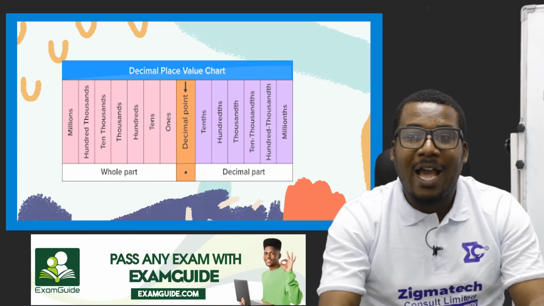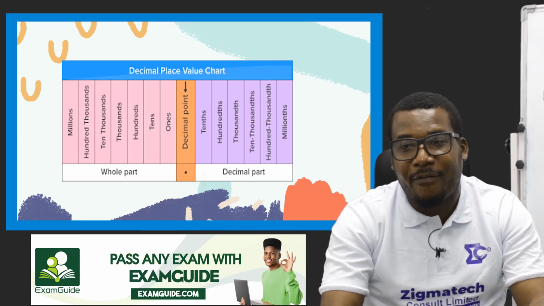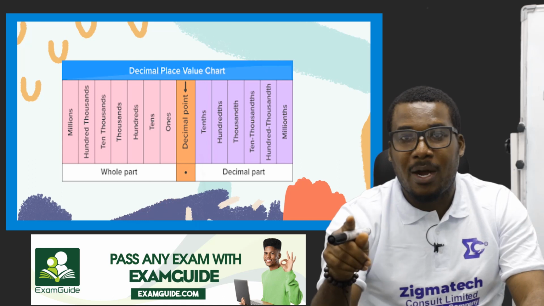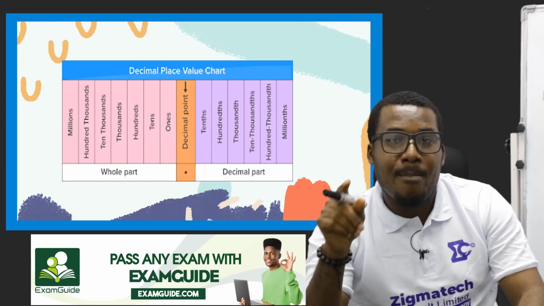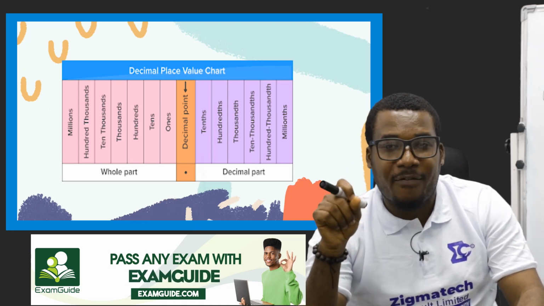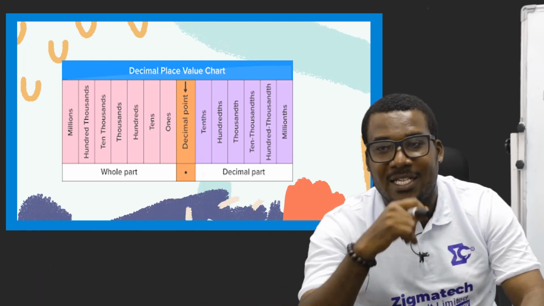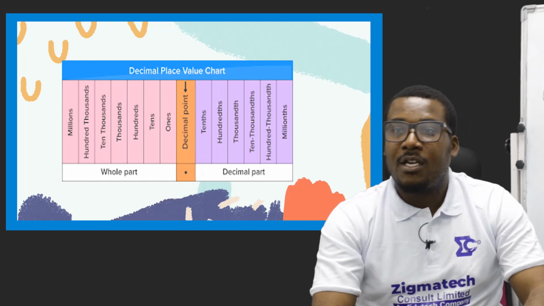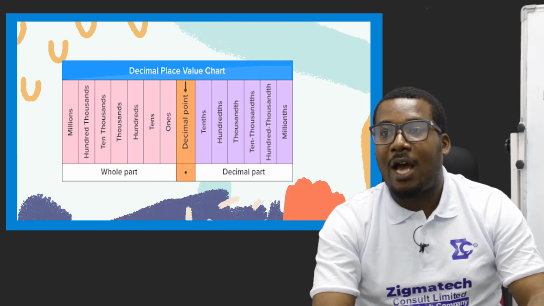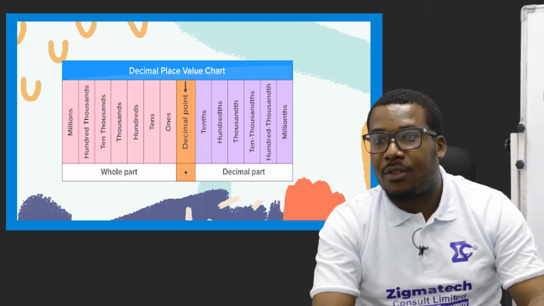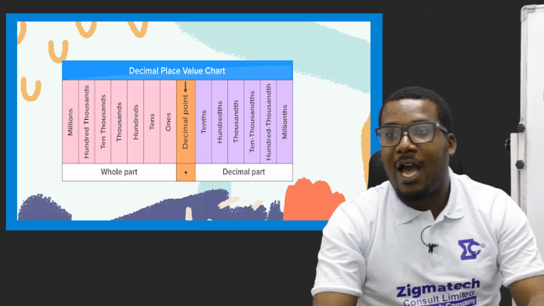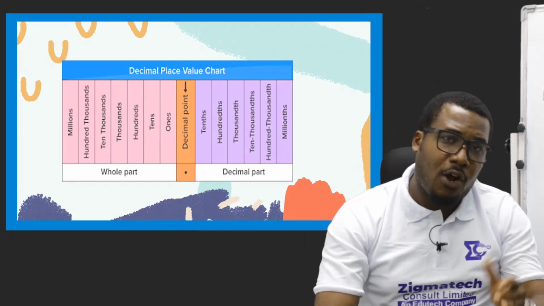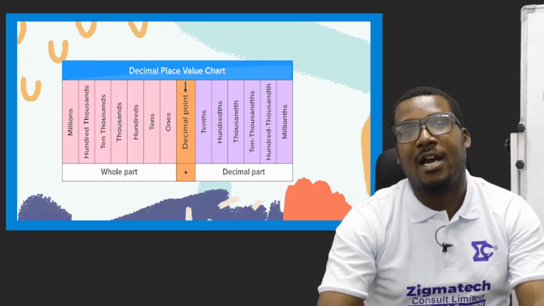Then we have the defining moment. We shall see more about this particular moment when we get to the difference between whole numbers and decimal numbers. Then we have the tenths, the hundredths, the thousandths, the hundred-thousandths, and millionths. But of course, like I said, it goes way higher.